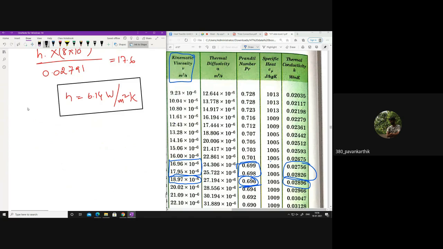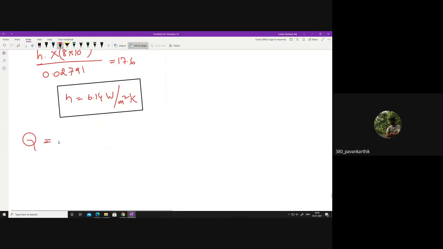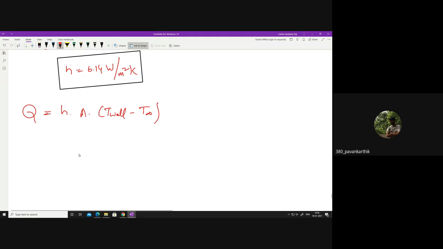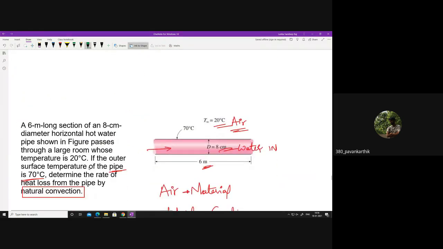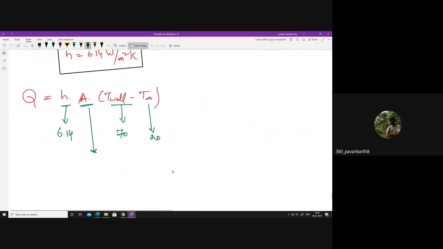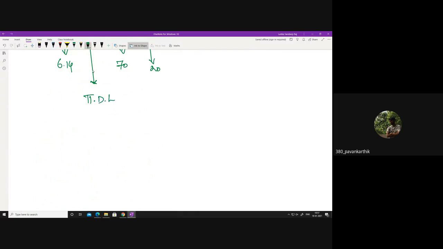And what else do I need? Q is actually what the problem asks you to find. So Q is equal to h into A into (T wall minus T infinity). h we just found is 6.14. T wall is given as 70 in the question, T infinity is given as 20. So what about the area here? You have to use the area with which the fluid is interacting, which in this case is the outer surface, that is pi d L. D is given, 8 centimeters. L is given as 6 meters.